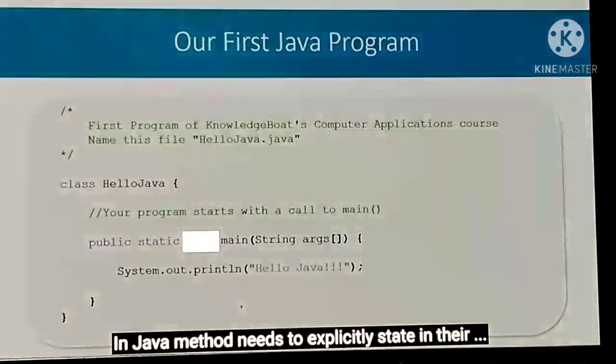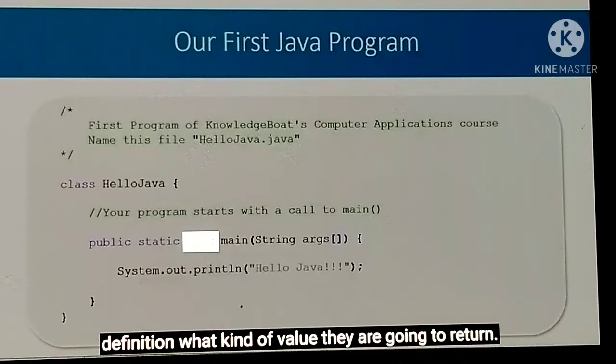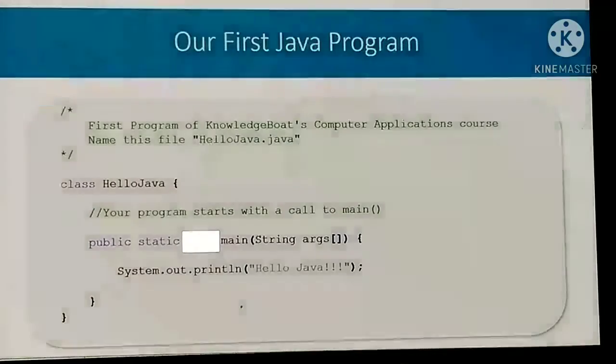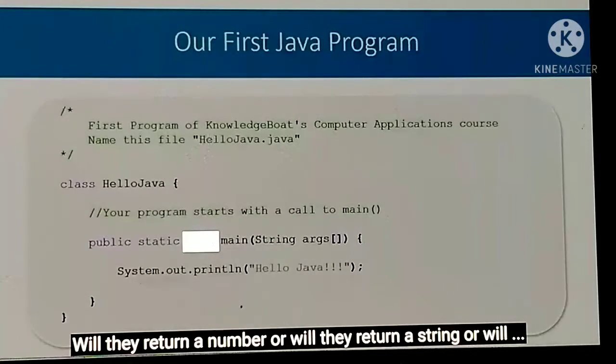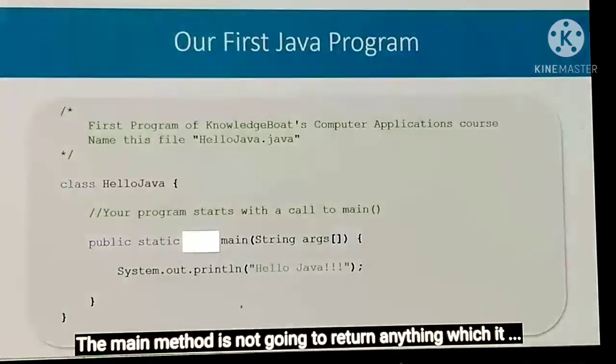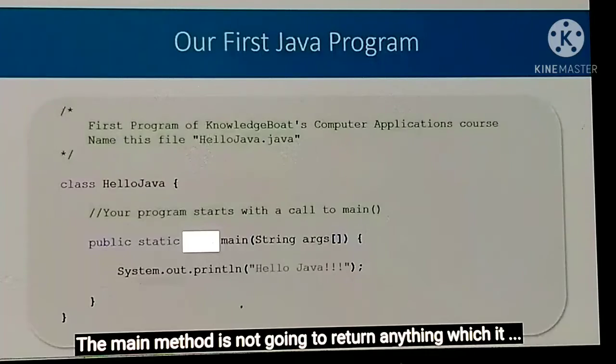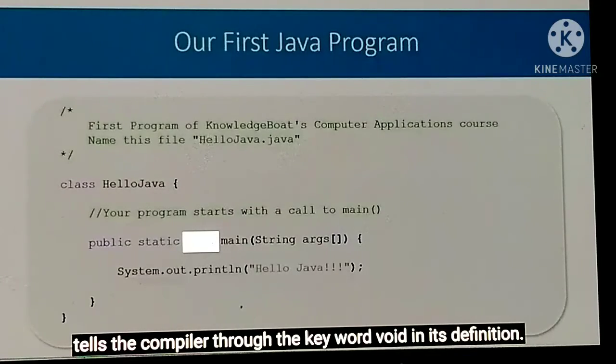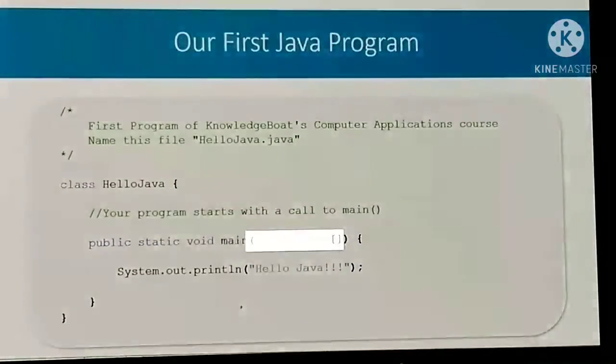Methods can return a value. In Java, methods need to explicitly state in their definition what kind of value they are going to return. Will they return a number, or will they return a string, or will they return anything at all? The main method is not going to return anything, which tells the compiler through the keyword void in the program.